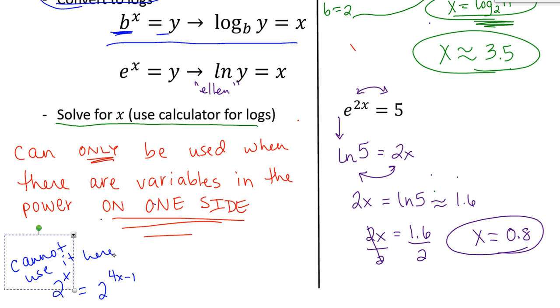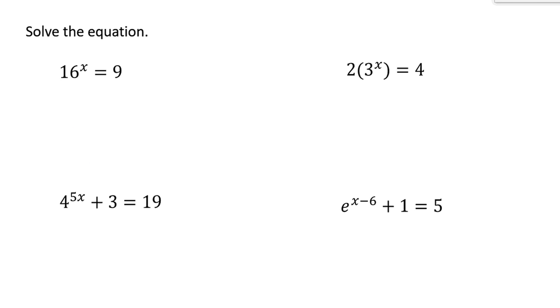In that case, you would have to go to the other method that we were talking about. Okay, let's try some of these. This one also has to be used when you can't write similar bases, right? 16 cannot be written as 9 to anything or 3 to anything or anything that matches.